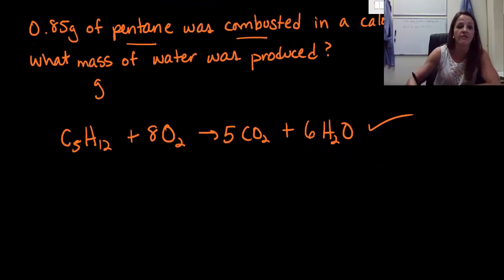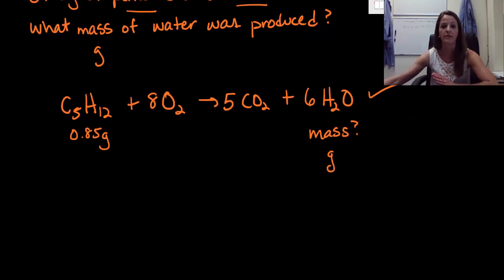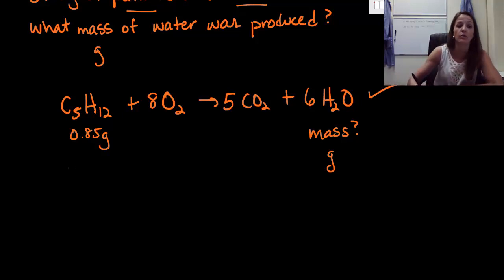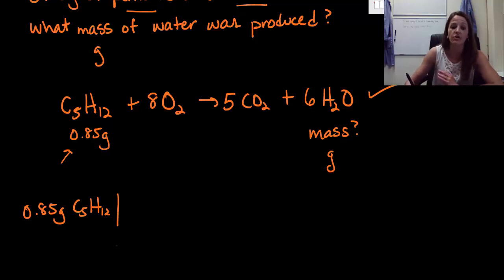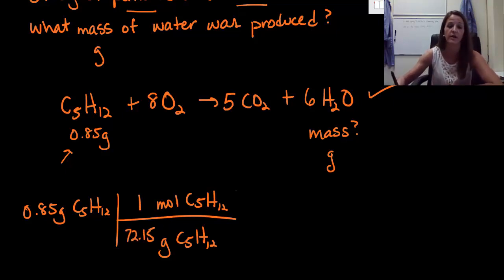Okay, now we're saying we have 0.85 grams of our pentane. We're trying to figure out the mass of water here, and we want to do this in grams, okay? So all we need to do is go from grams of our pentane to moles of pentane to moles of water back to grams. So start with what you know, what is unique to this problem: 0.85 grams of pentane, C5H12. All right, so now we're in grams, we need to go to moles. So grams of pentane at the bottom, we can go to moles of pentane at the top. We know for every 1 mole, we can just use our molar mass, which is about 72.15 grams of pentane.